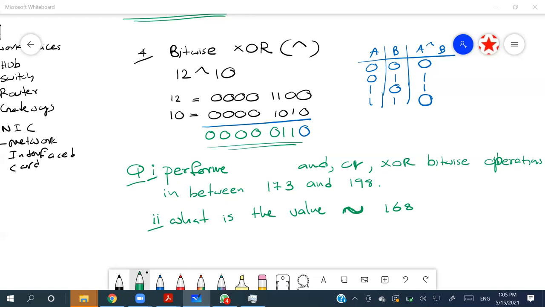So you only need to send me the answer, right? For AND it is this, for OR it is this, and for XOR it is this. It's a binary number you need to send, right?